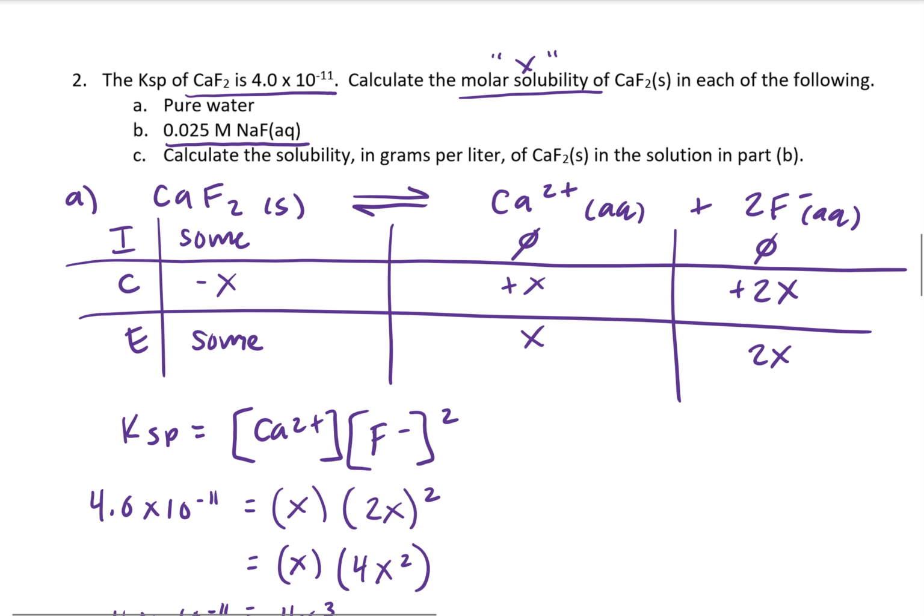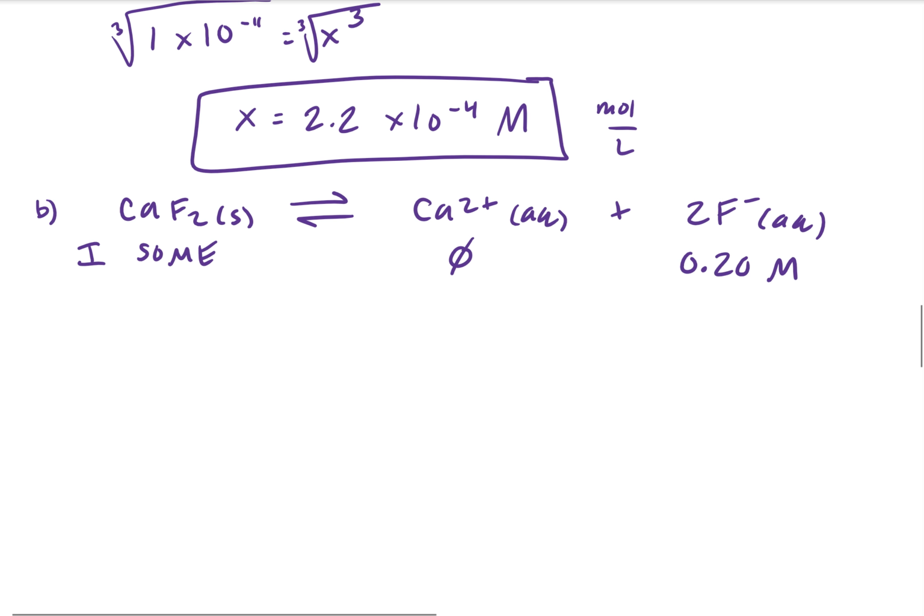It's 0.025 molar fluoride ions. So there's already some fluoride ions in solution before we even add in the calcium fluoride.